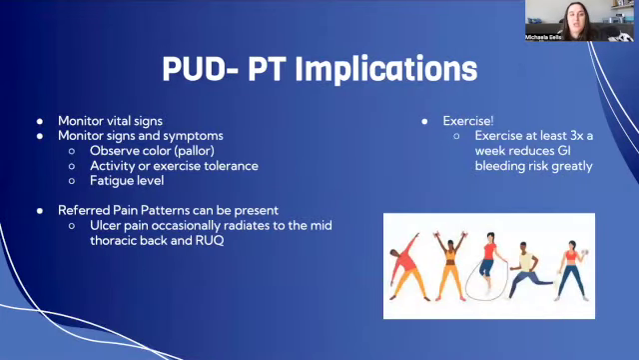So some PT implications: you want to monitor vital signs, common across almost all pathologies. You're going to want to monitor signs and symptoms, so you want to observe their color, activity level or exercise tolerance, and their fatigue level. And then I talked about referred pain patterns. Ulcer pain can occasionally radiate to the mid-thoracic back or the right upper quadrant, so just keep an eye out for that.